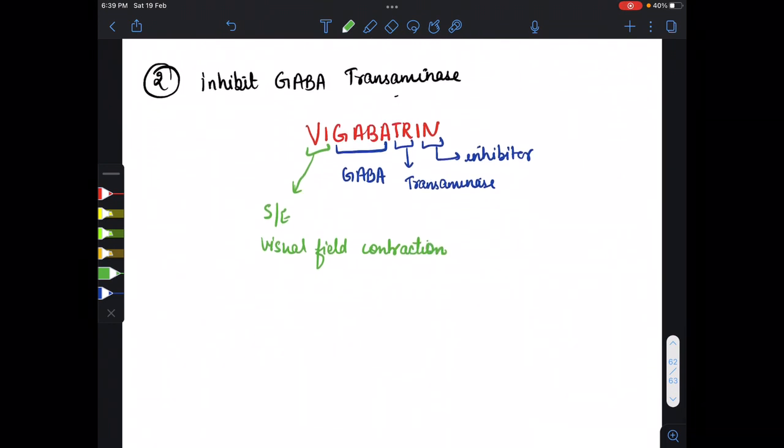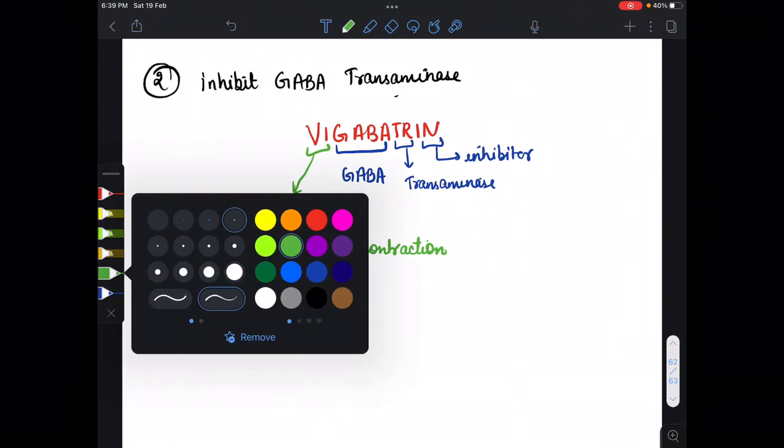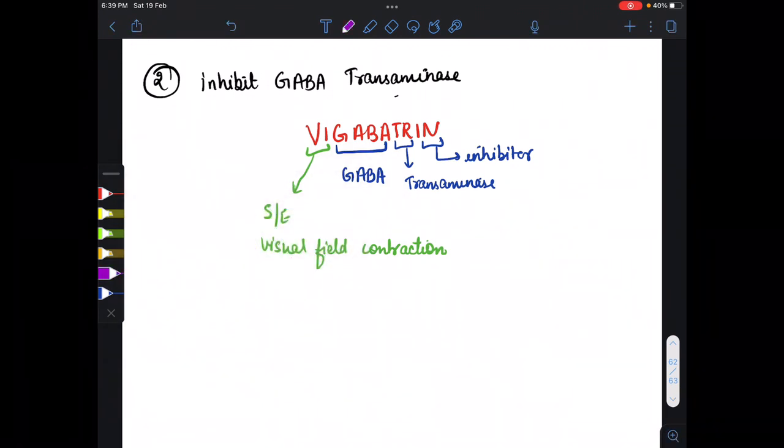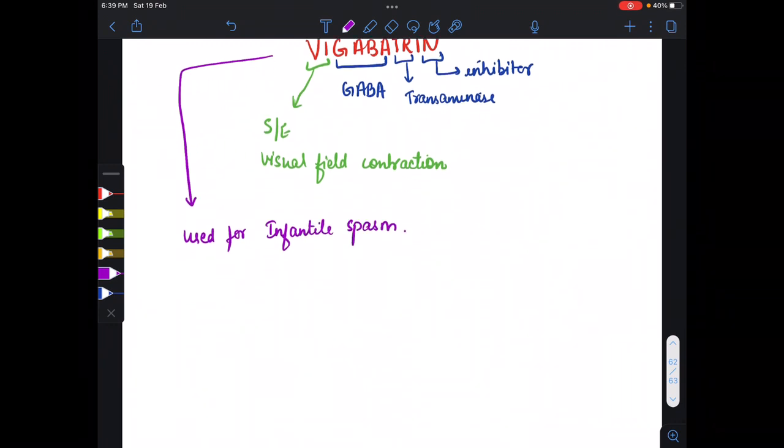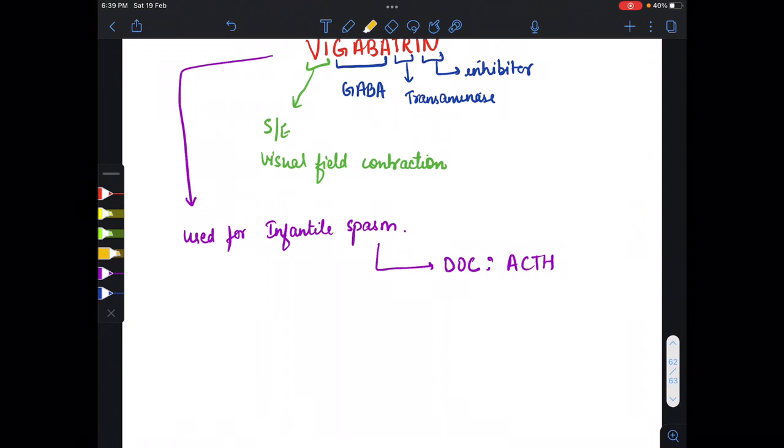So now this vigabatrin drug, for which purpose is vigabatrin used? It is used for the treatment of infantile spasm. Please remember that it is used for infantile spasm, and for this it is the drug of choice. It is the drug of choice for infantile spasm, that is vigabatrin.